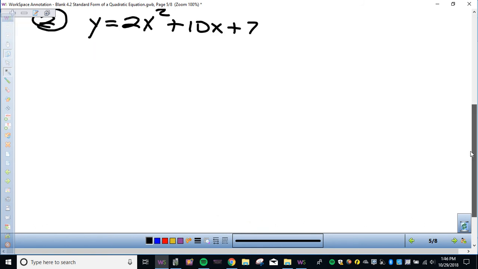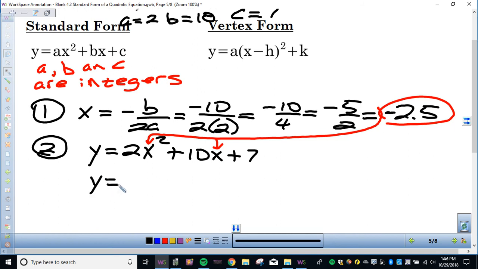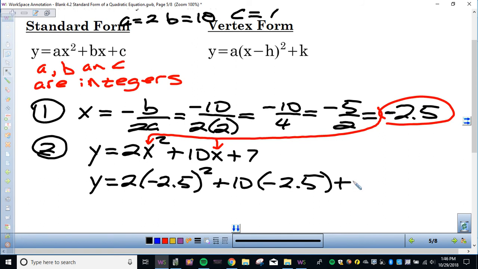And we're going to plug that negative 2.5 in right here and here. So we get y equals 2 times negative 2.5 squared plus 10 times negative 2.5 plus 7, like that. Whatever in our problem, it was like this: 2x squared plus 10x plus 7.